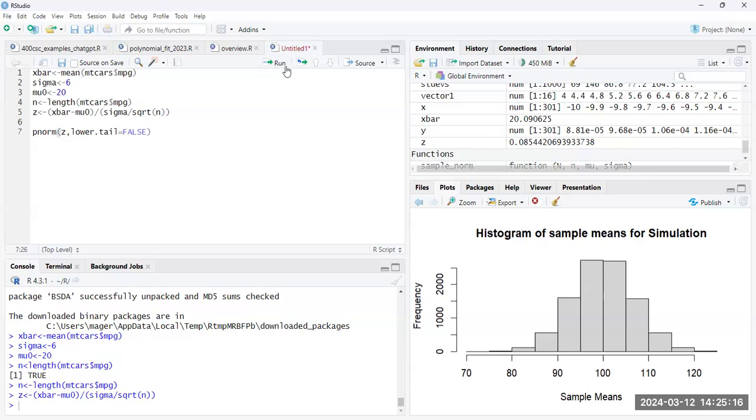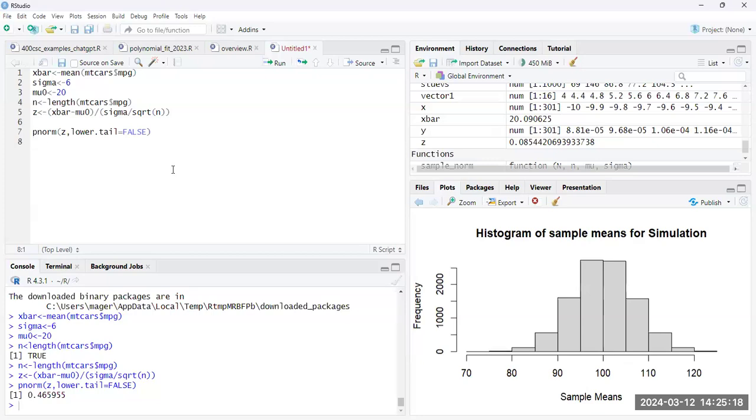Oops, I want to run that. And we get a p-value of 0.465. That is obviously much larger than any significance level that we would set. And so therefore we would fail to reject the null. We would conclude that this is not strong evidence that the mean MPG is bigger than 20.